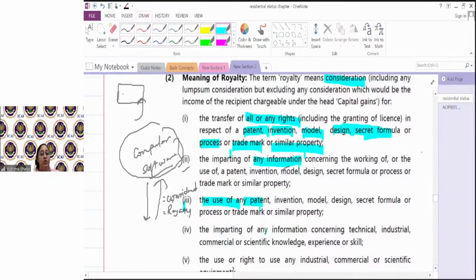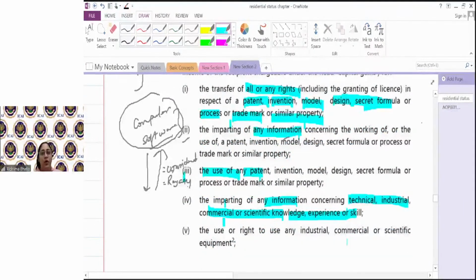For imparting any information concerning technical, industrial, commercial, or specific knowledge, experience, or skill. कोई specific knowledge, skill, specific कला के लिए, any relation के लिए you're passing on, you're giving an information, that is royalty. We guys are not understanding the deemed to accrue concept. We're just understanding the term royalty. Okay. Use or right to use any industrial, commercial, or scientific equipment. So any specific equipment which I am letting you use, for that, if I'm paying you anything, that is royalty.